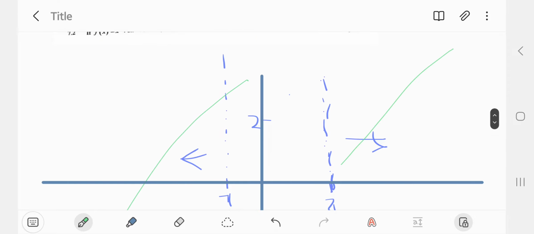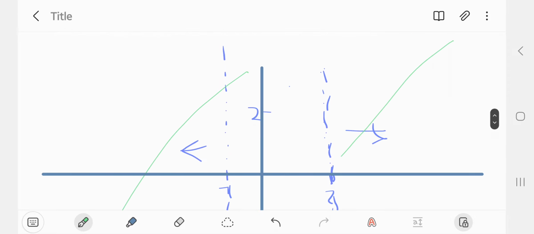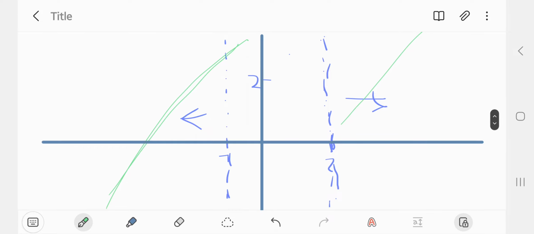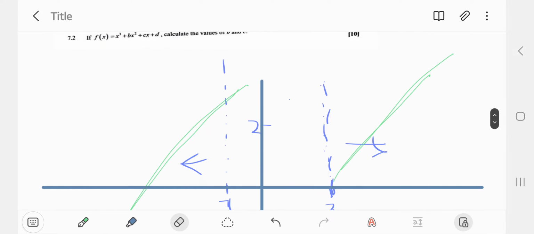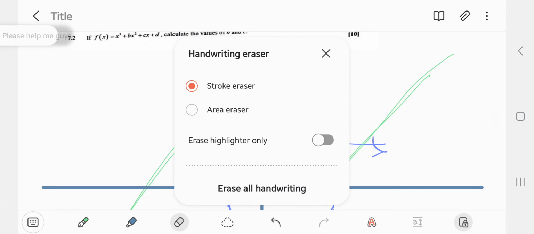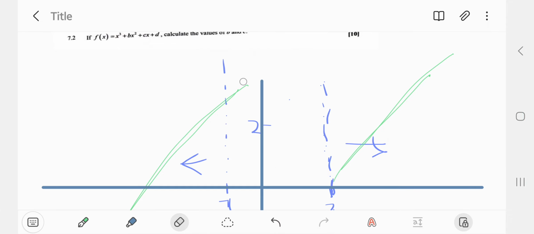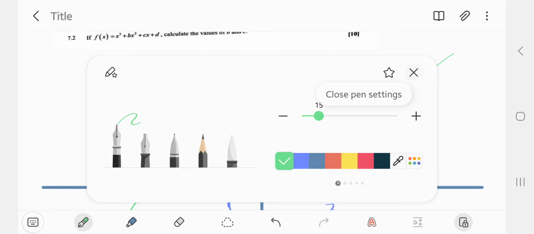So this is what they're telling us. We can just put those lines as a sketch. You understand that it's increasing, the graph is strictly increasing, where x is less than -1 and where x is greater than 2. So that's the first part of our drawing.